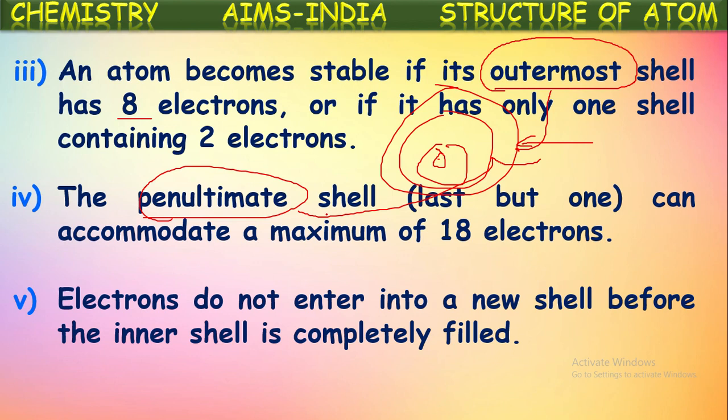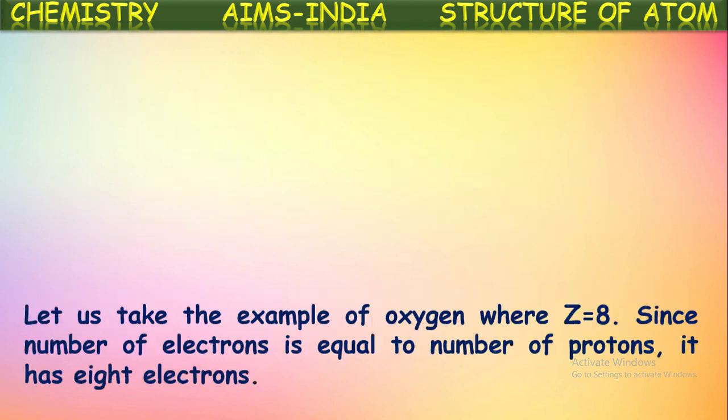One more rule. Electrons do not enter into a new shell before the inner shell is completely filled. Yes, this is also one. First, electrons will occupy the lower energy levels. Only after completely filling these lower energy levels will electrons enter into higher energy levels. So by using all these rules, we can understand the electronic configurations. Now let us take one example.